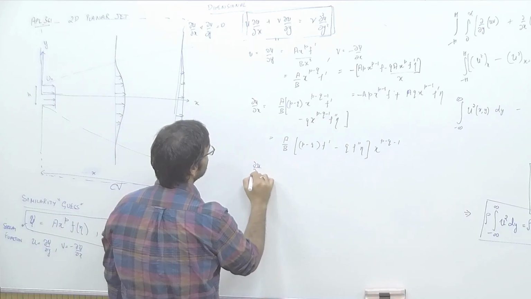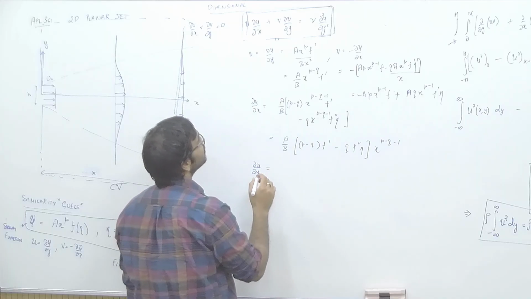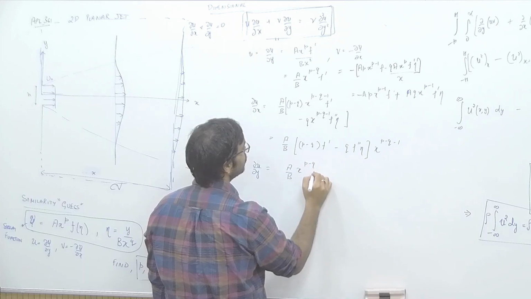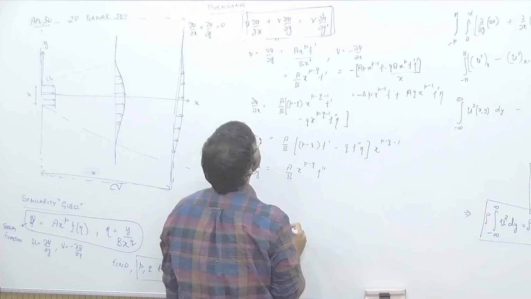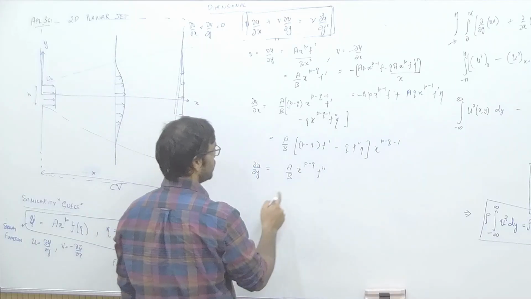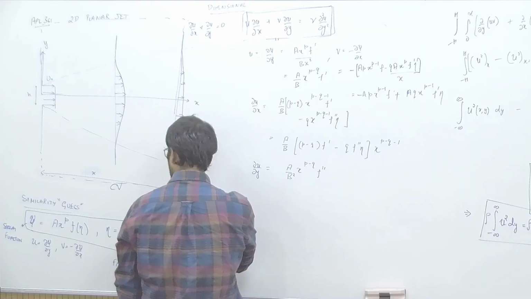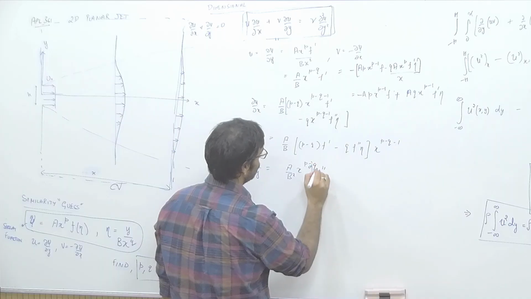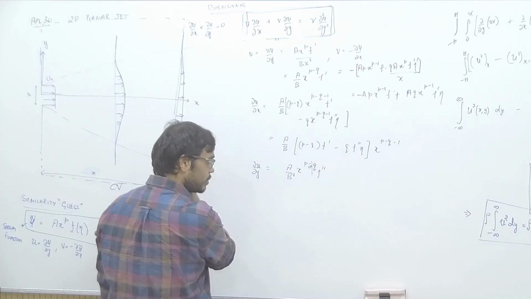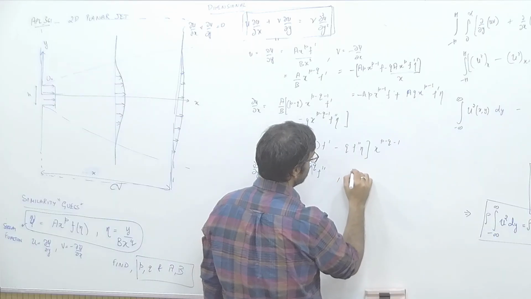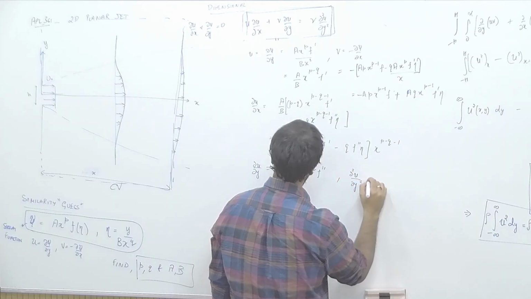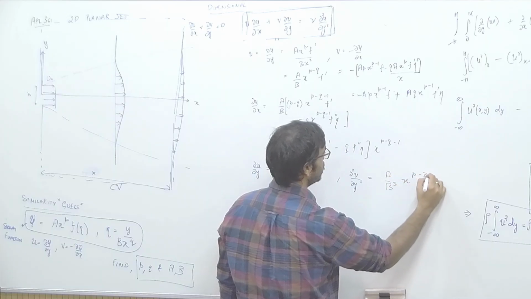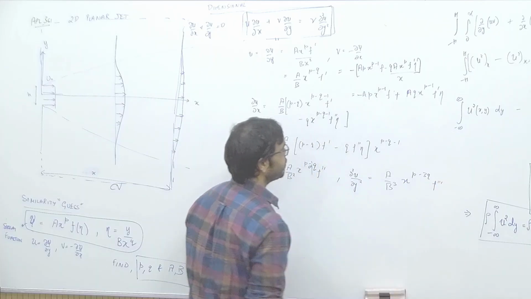Del u by del y is luckily easier. So you have a by b x to the power p minus q f double prime by b, so b square divided by x to the power q, so p minus 2q. And what is del 2u by del y square? A by b cube x to the power p minus 3q f triple prime.